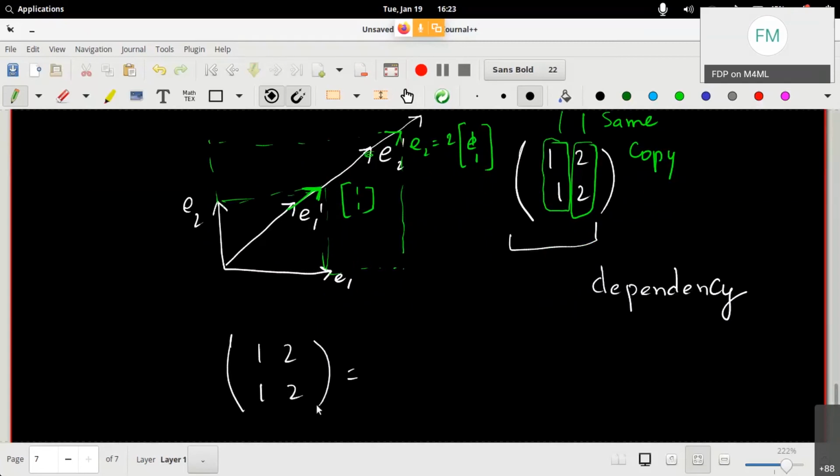So what's the determinant of this? It's 2 minus... or 2. This is A, B, C and D. So AD minus BC. So this gives you 0.